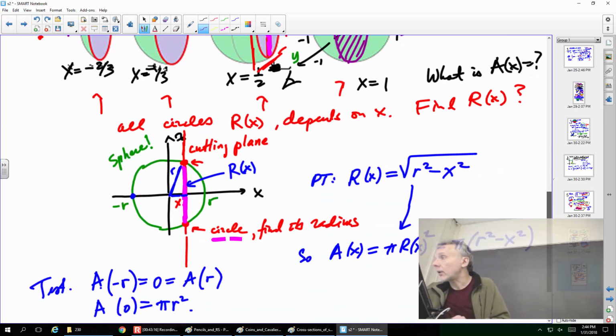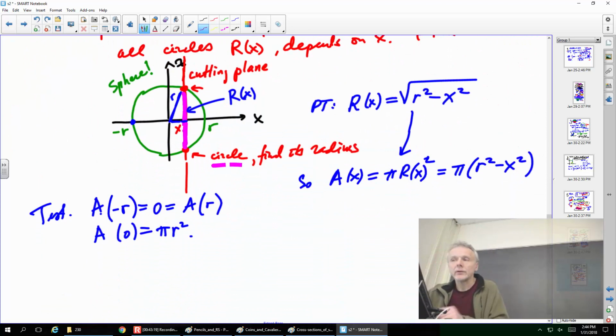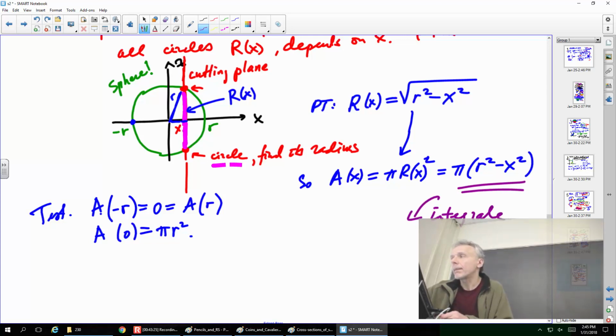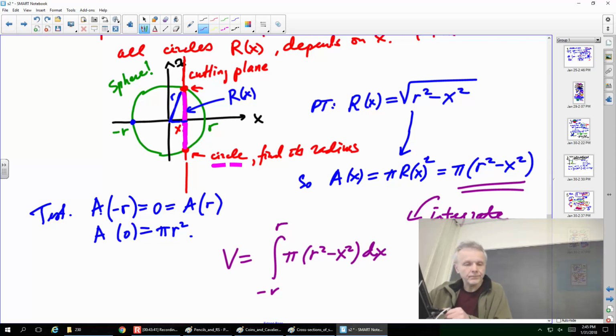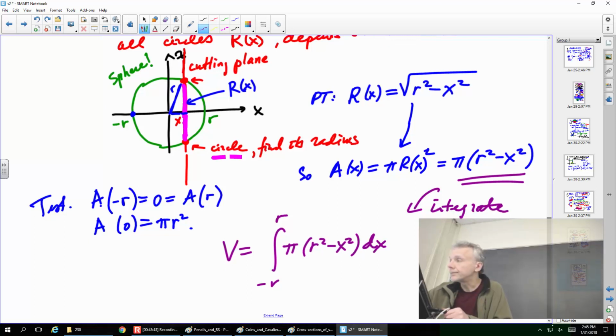So that's all just an illustration. Before, the algebra is fairly straightforward. Now we have our formula right here. We integrate to find the volume. So volume is equal to the integral. Look at the picture. It will be our integral between negative r and r. And I substitute my area here, which is pi times (r squared minus x squared) dx.